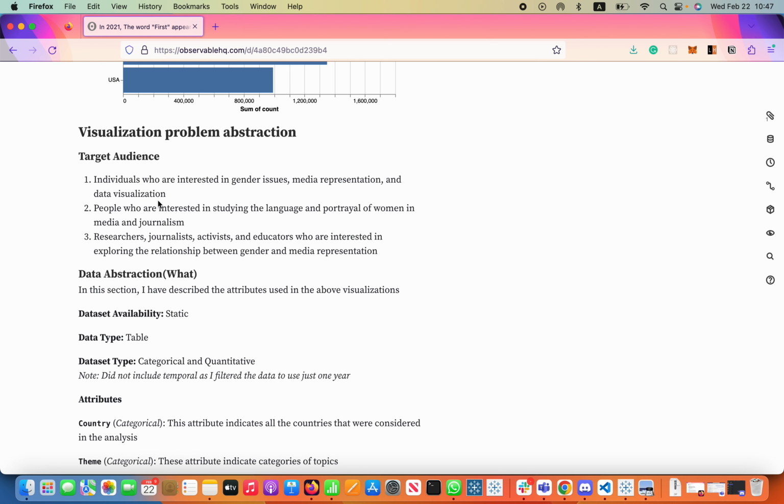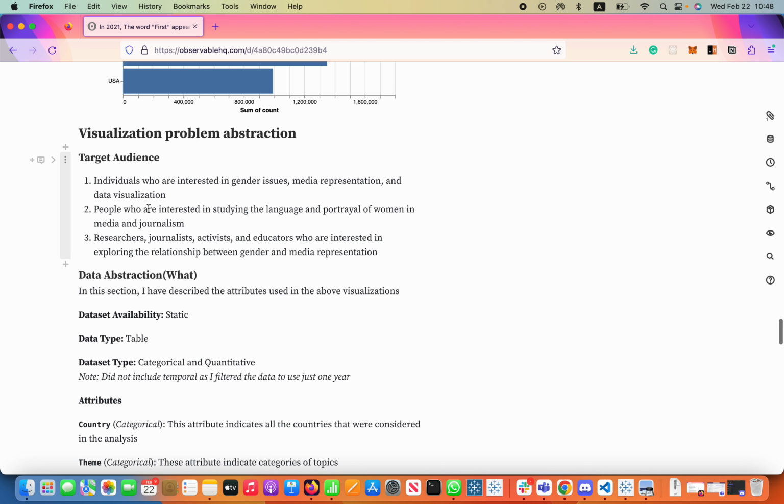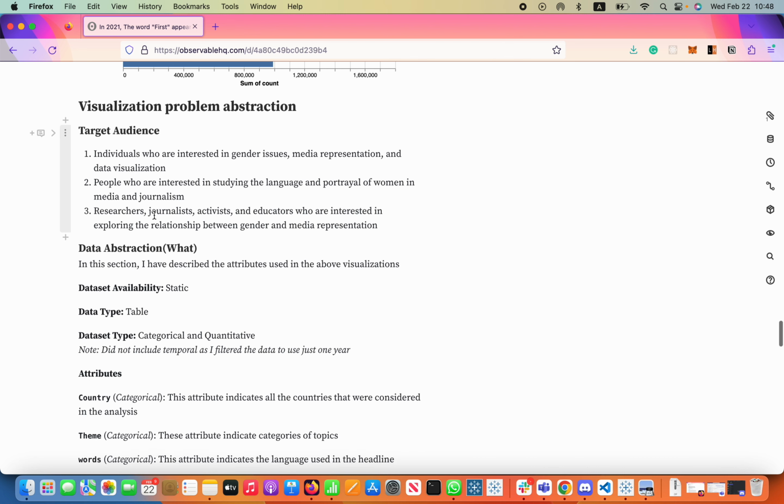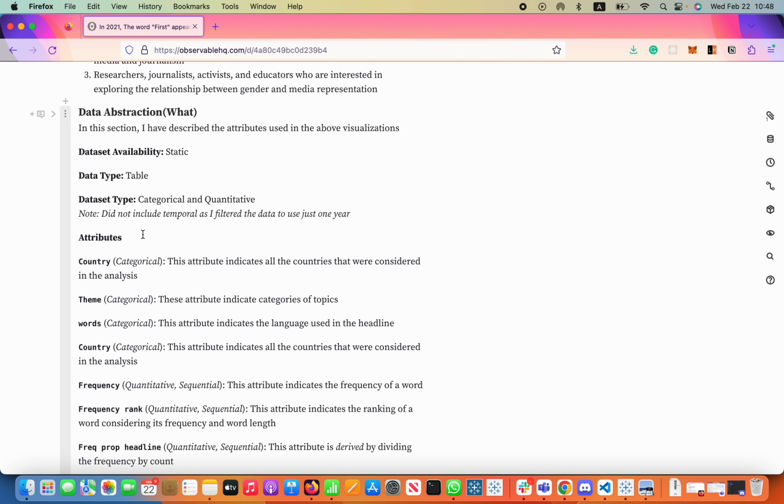So now moving on to the problem abstraction of the visualization using Tamara's grammar. My target audience is anyone who is interested in learning about gender issues or media representation of women, such as a journalist, activist, or educator who is trying to explore the relationship between gender and how the media represents females. It could also interest people in media who want to analyze the way they portray women in headlines. So the first task we have is the data abstraction.